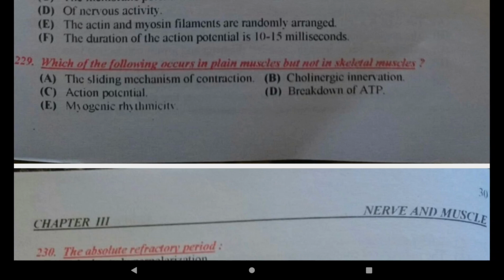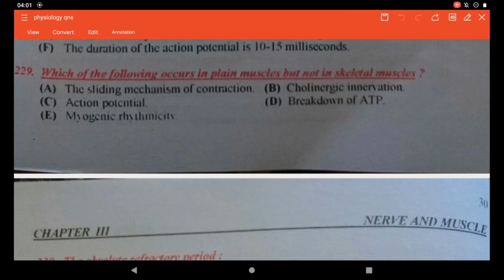in a way that they can contract in the absence of the nerve impulse. Usually we know that they are stimulated by the CNS, by the parasympathetic nervous system and the sympathetic nervous system, but they can still contract even in the absence of the impulses from the CNS. So they are myogenic, they have some rhythmicity, they have some pacemaker activity as observed in the cardiac muscle, and that distinguishes them from the skeletal muscles. But the others do not distinguish them because they are common to all skeletal muscles. The most correct answer here is E.